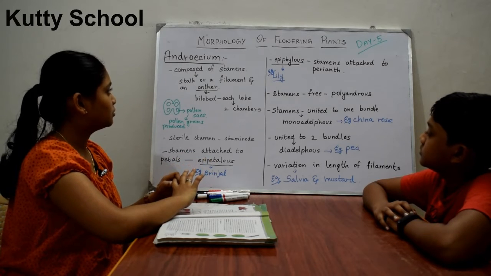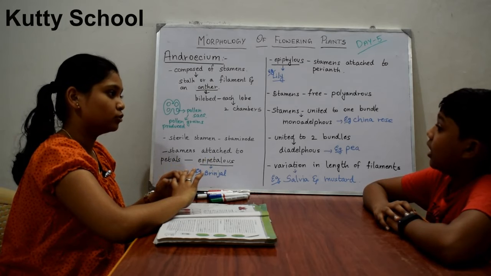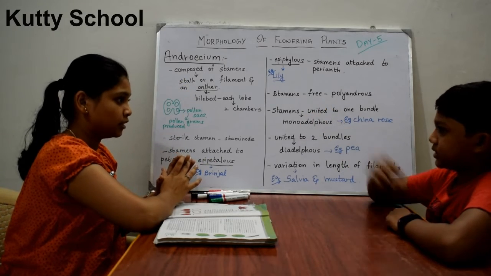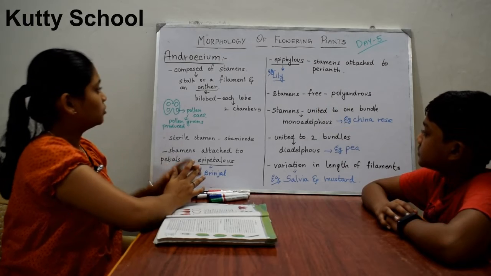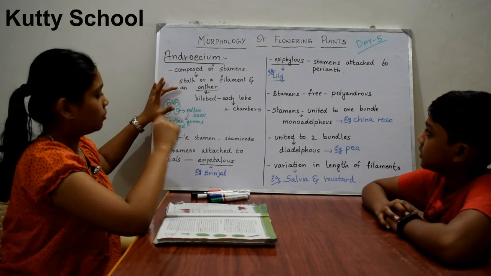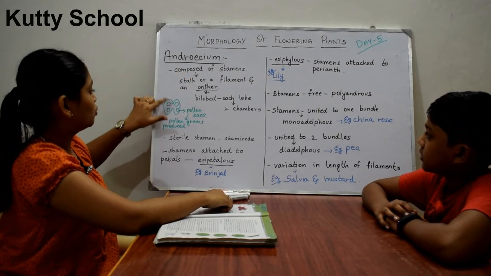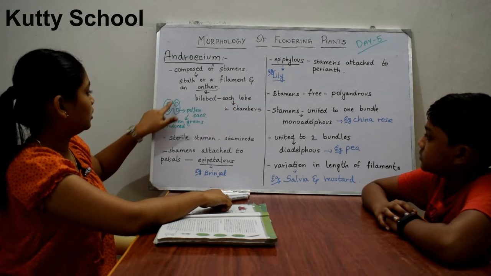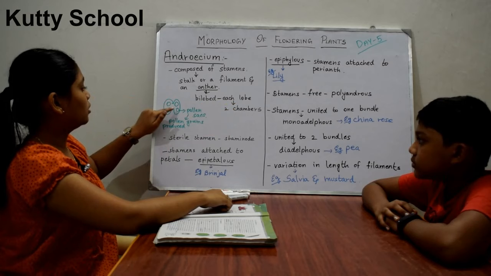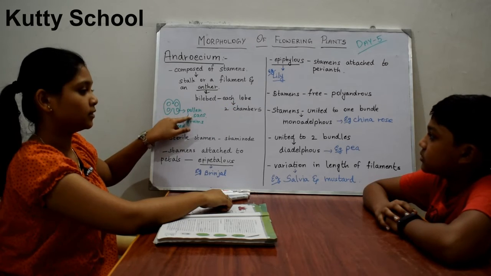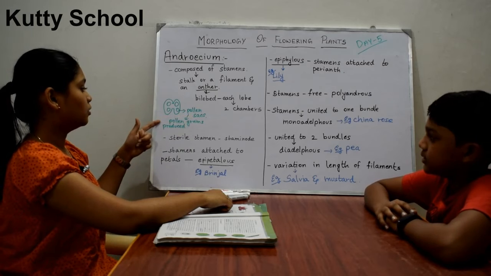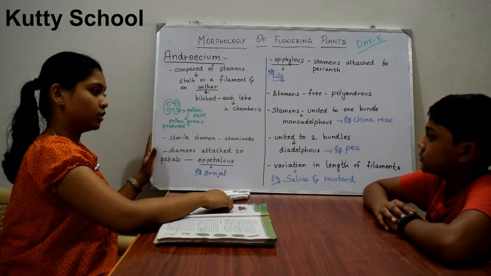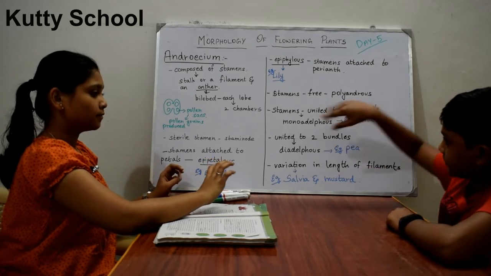So this androecium is composed of stamens. You generally know a stamen is composed of a filament and an anther at the top. So it is composed of a stalk or a filament and an anther at the top. This anther is bilobed like this. Two lobes are present. Each lobe contains 2 chambers. So these chambers are known as pollen sacs. Pollen grains are produced in these chambers. So this is about the androecium generally, and the stamen.